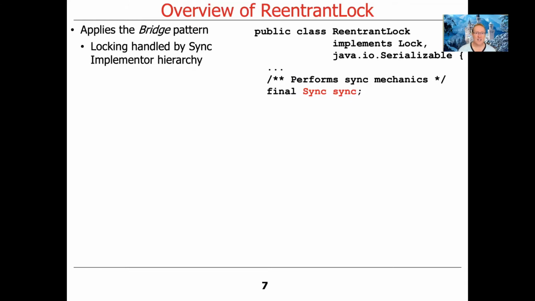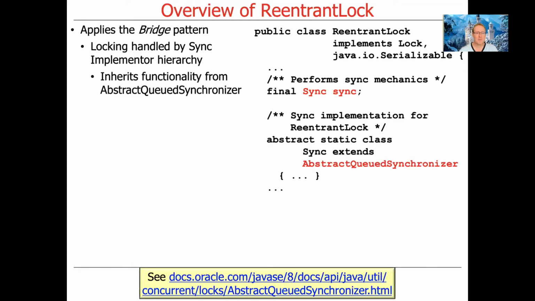The locking itself is actually performed by this Sync implementer hierarchy. And you can see Sync is a class, and there's an instance of that class, also confusingly called sync. That's a field in the Java ReentrantLock class if you were to look at its implementation. The Sync class itself actually extends the utility class that's part of Java Util Concurrent Locks called AbstractQueuedSynchronizer.